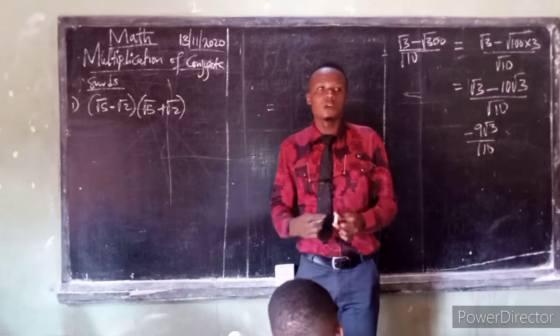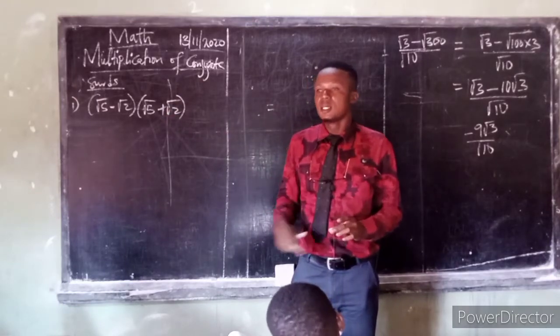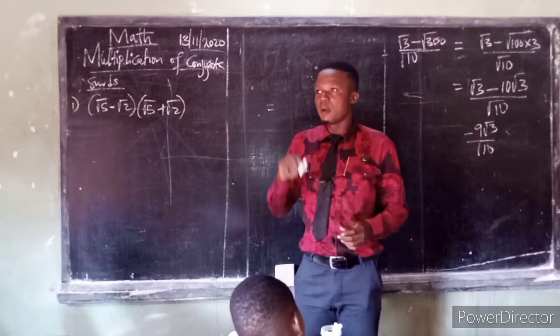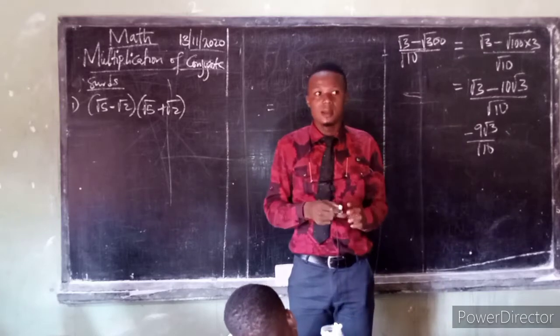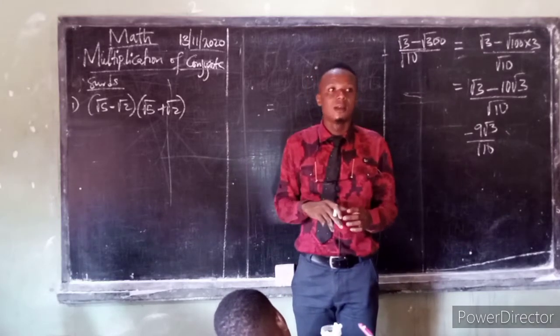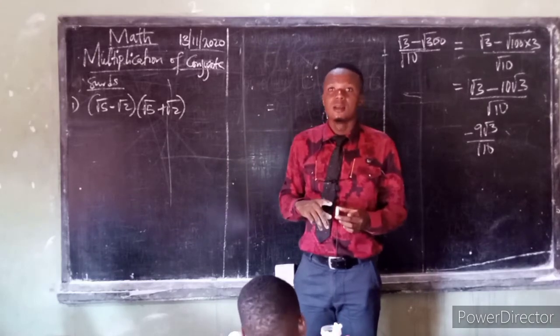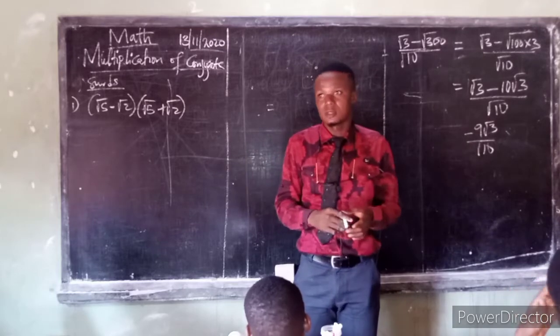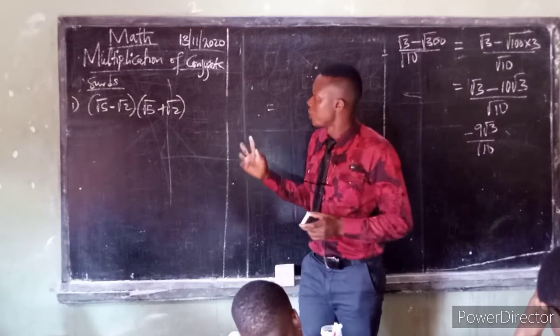And there is one good application of this conjugate of binomial surds. When we go into what we call rationalization of surds, you see that this conjugate will help us to make a surd rational. Remember, we have discussed a rational number. That a rational number is what type of number? Express in fraction. Yes, any number that can be expressed as what? A fraction. That's a rational number.